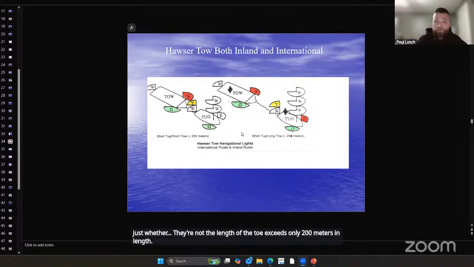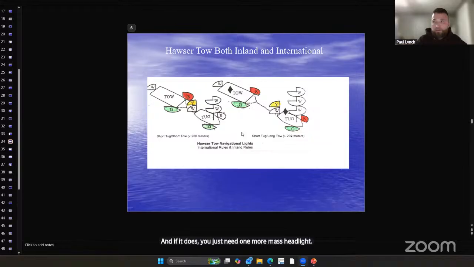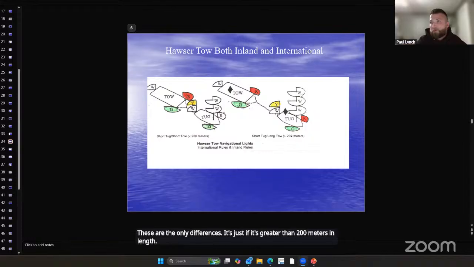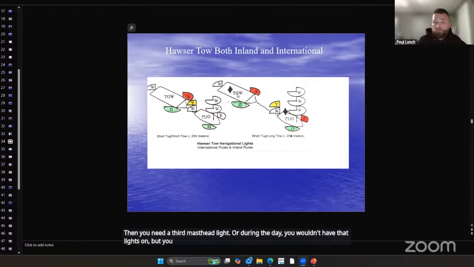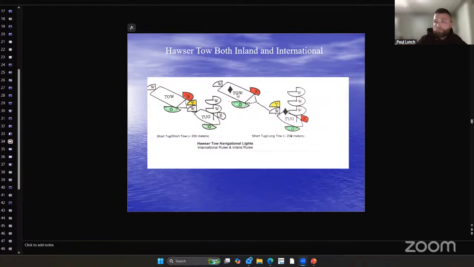And if it does, you just need one more mast headlight. And then you just need the black diamonds during the day. These are the only differences. If it's greater than 200 meters in length, then you need a third mast headlight. Or during the day, you wouldn't have the lights on, but you would have the day shapes. Any questions with this?